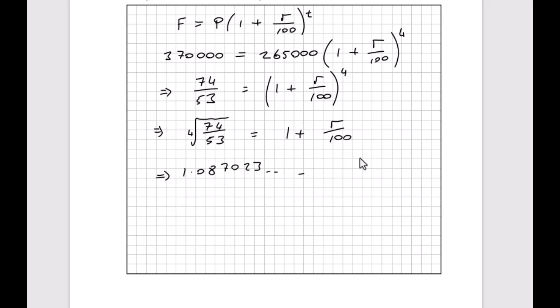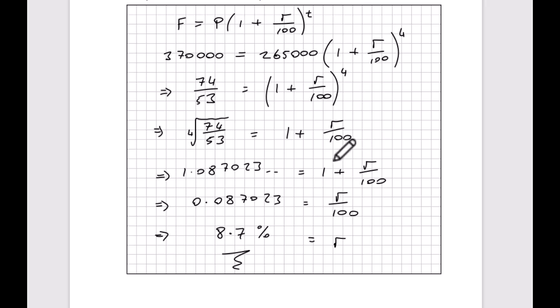1.087023 and so on. And that's equal to 1 plus r over 100. Next thing you got to do is subtract 1 from the right hand side and the left hand side. That gives us 0.087023. So that's our r over 100. And then finally we want to get rid of that 100, so that's dividing. So the opposite to dividing is multiply. So you've got to multiply both sides by 100. We want one decimal place, so I'm just going to go 8.7. So that's my answer there, 8.7%.